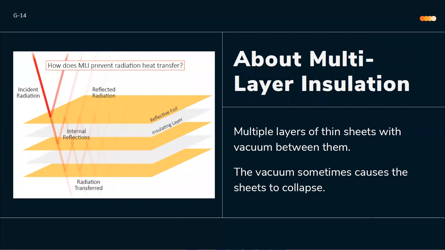For some background, MLI is mainly the prevention of heat loss using the reflective properties of multiple layers of thin sheets with vacuum in between them. This vacuum can sometimes cause our system to collapse, which causes inefficiency in the storage facility, and this might deteriorate the material to some extent, which is where the problem begins.